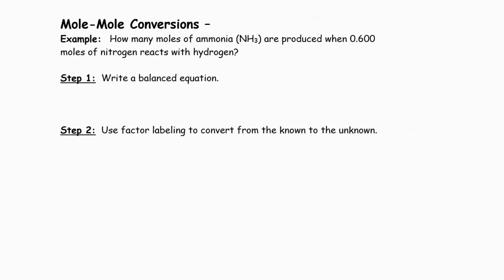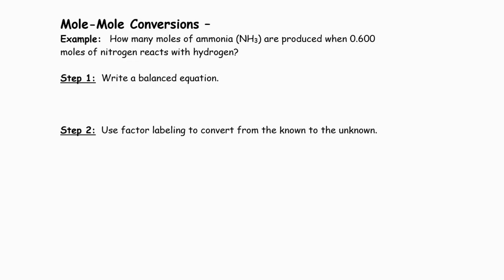So we're going to start off with an example. Our first example is going to be very basic. It's just called a mole to mole conversion. In other words, we're going to start with moles and we're going to end with moles. The question says, how many moles of ammonia are produced when 0.600 moles of nitrogen reacts with hydrogen?